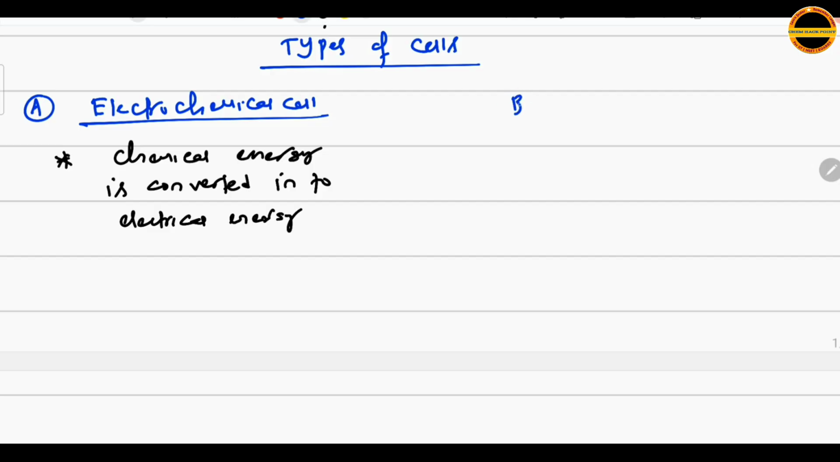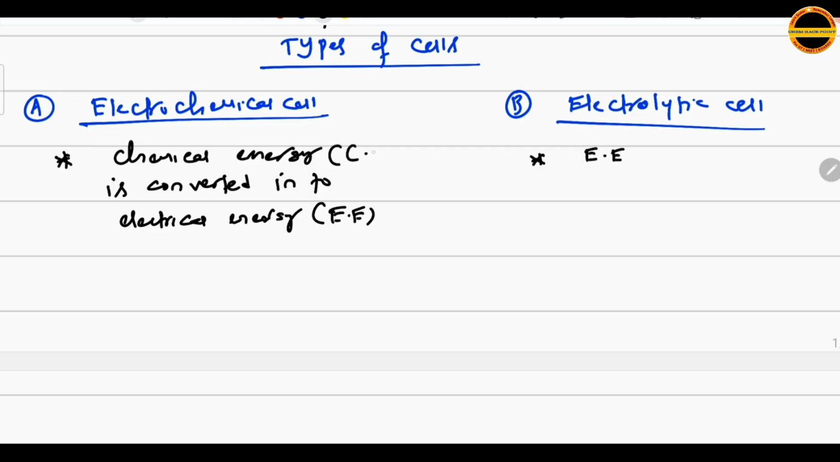Whereas another type is the electrolytic cell. In an electrolytic cell, what happens? Here it is exactly opposite: electrical energy is converted into chemical energy. So overall, electrochemistry deals with interconversion of chemical energy and electrical energy. The entire electrochemistry is based on these two parts: electrochemical cell and electrolytic cell.